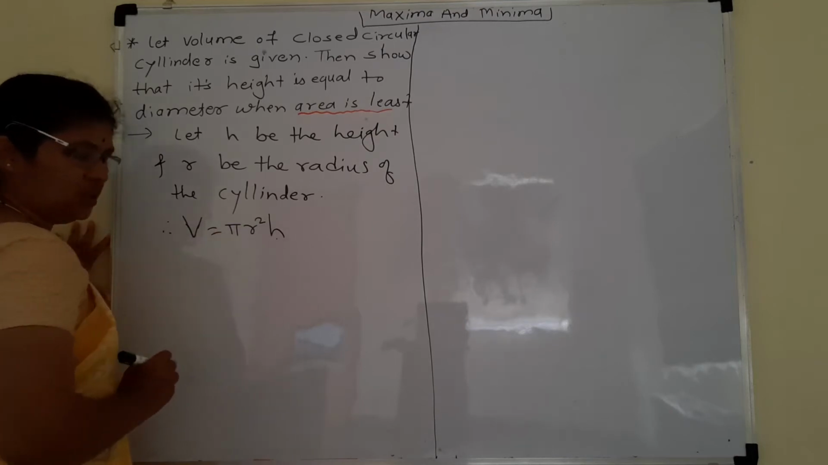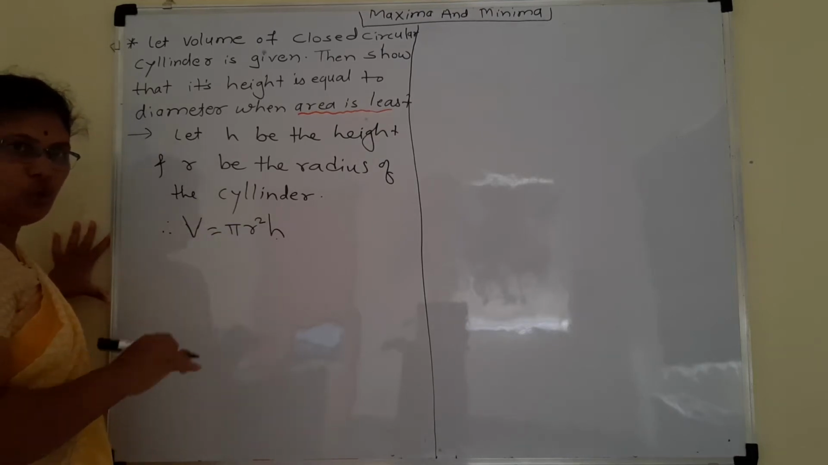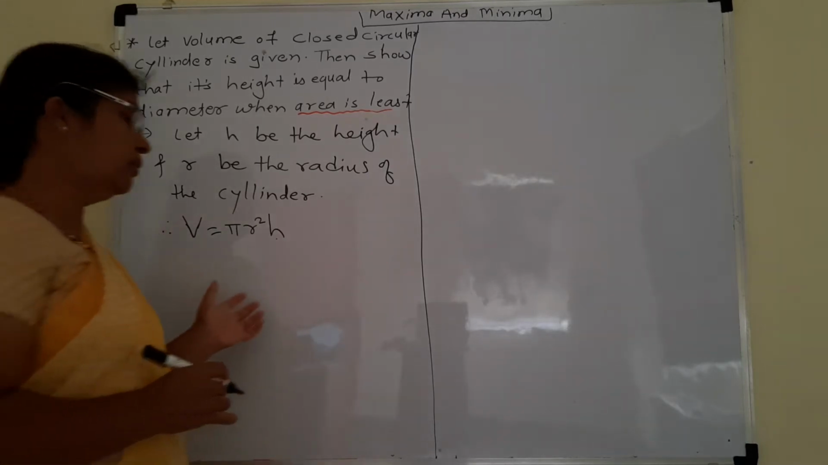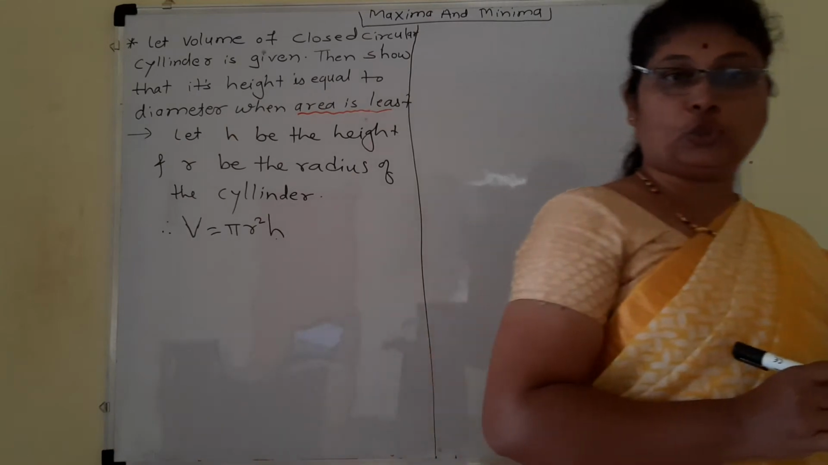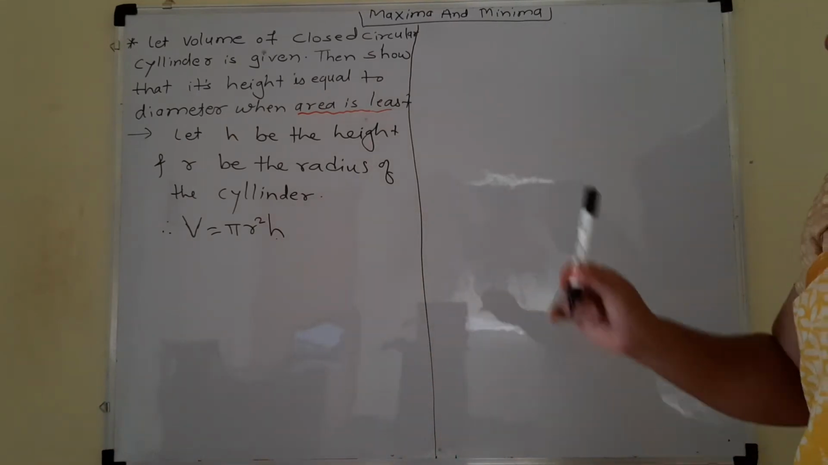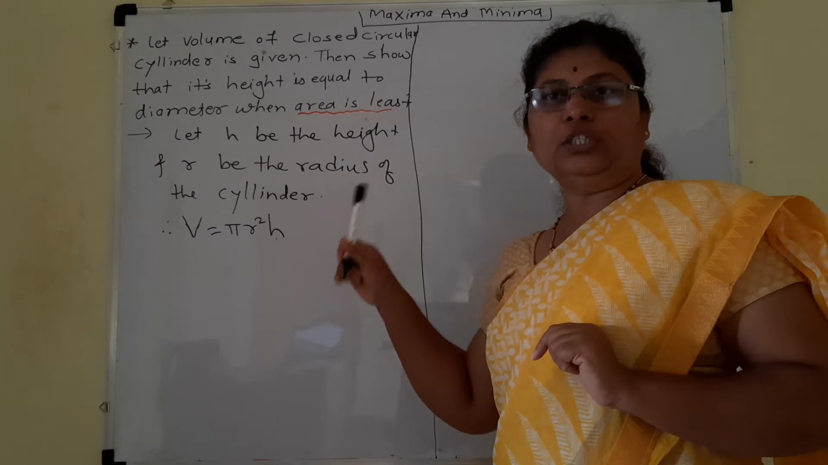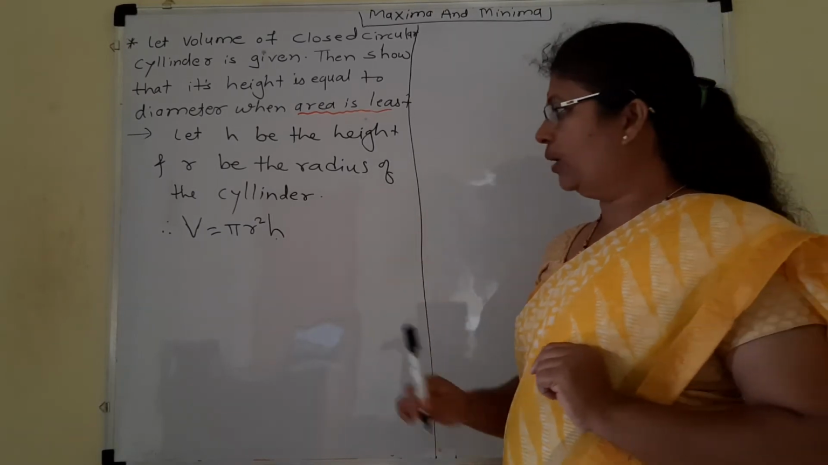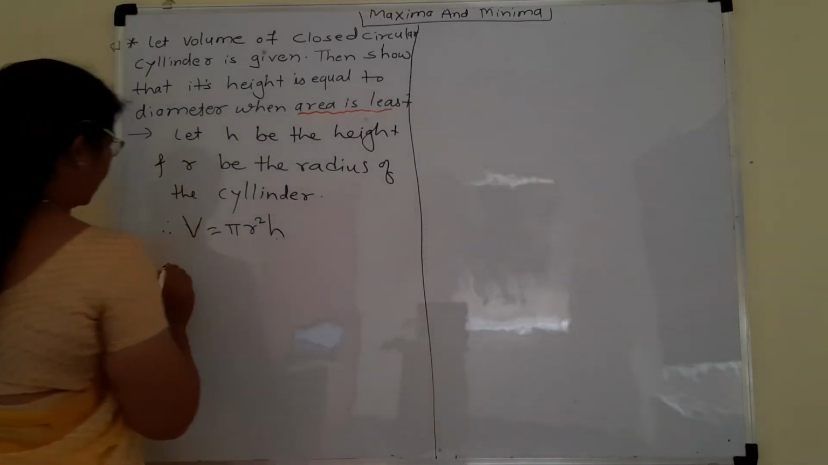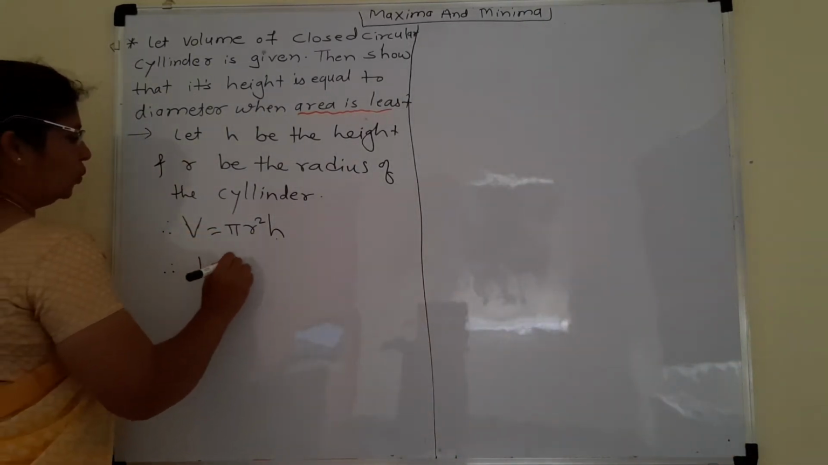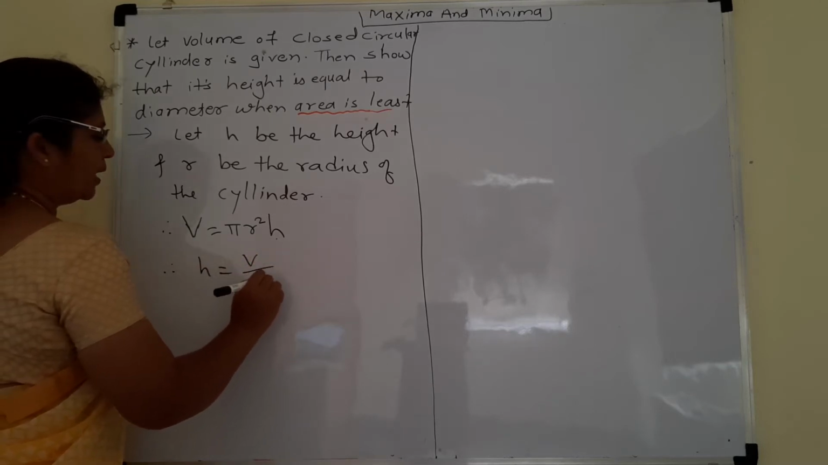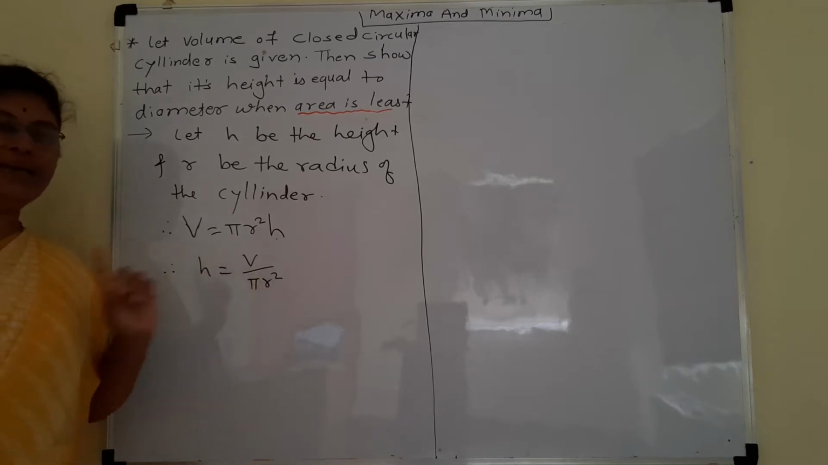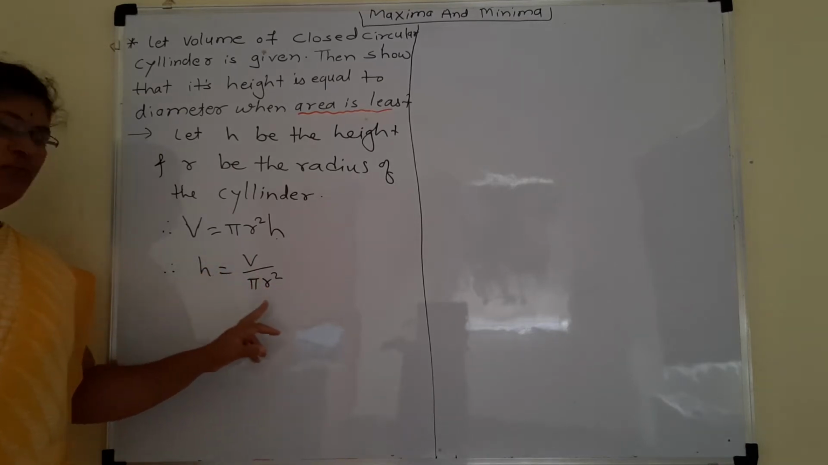Let h be equal to, I will convert this h in terms of r. You may convert r in terms of h also. Whichever you convert, it is fine, but with respect to the variable that remains, you have to consider your differentiation. So here h in terms of r: h is equal to v upon pi r square. This is the value of h.